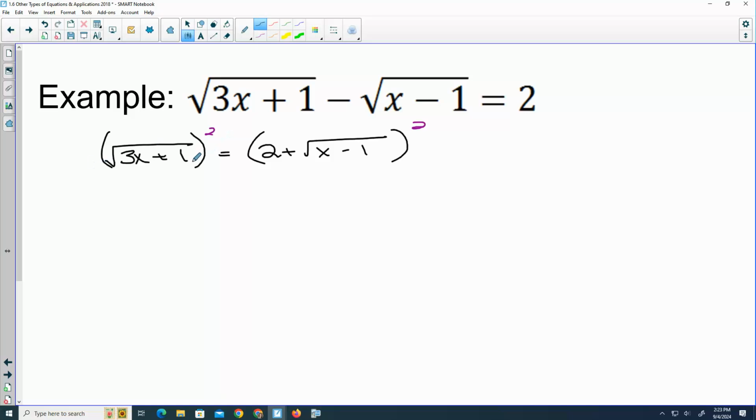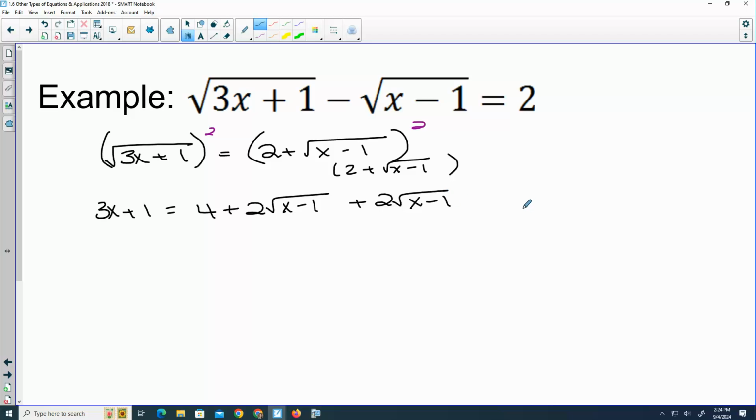So on the left, a square root and a square just cancel one another. On the right, we have to realize that square means I have this whole thing a second time, so we have to FOIL. So we get 4 plus 2 radical x minus 1 plus 2 radical x minus 1 plus the square root of x minus 1 times the square root of x minus 1.